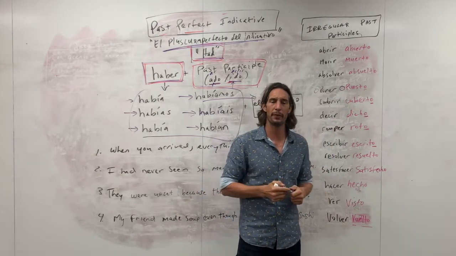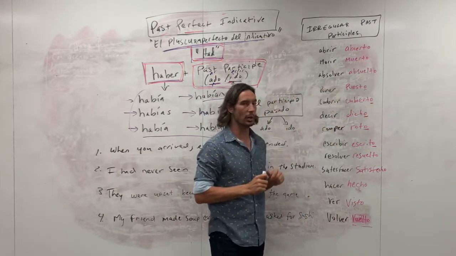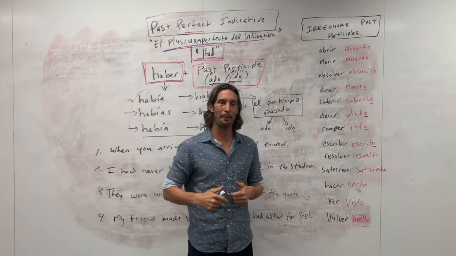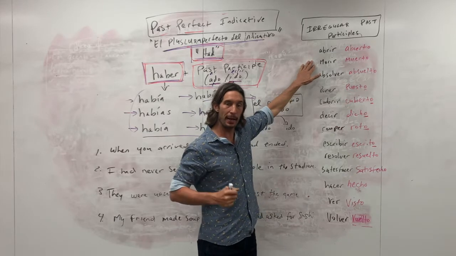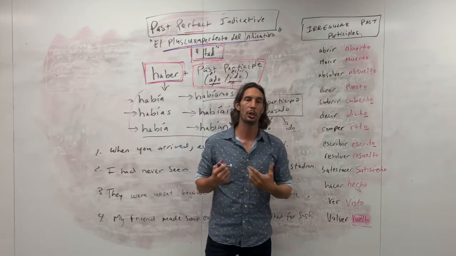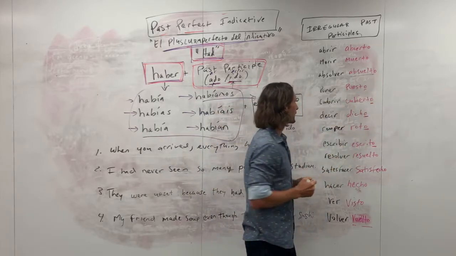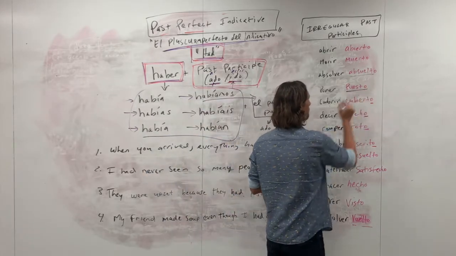And so that's how the prefixes would work with these. So let me erase that, and we'll start from the top. So abrir is to open, and so its past participle is abierto, right? Morir means to die. Its past participle is muerto. Absolver means to absolve, and its past participle is absuelto. Poner is to put, and its past participle is puesto.